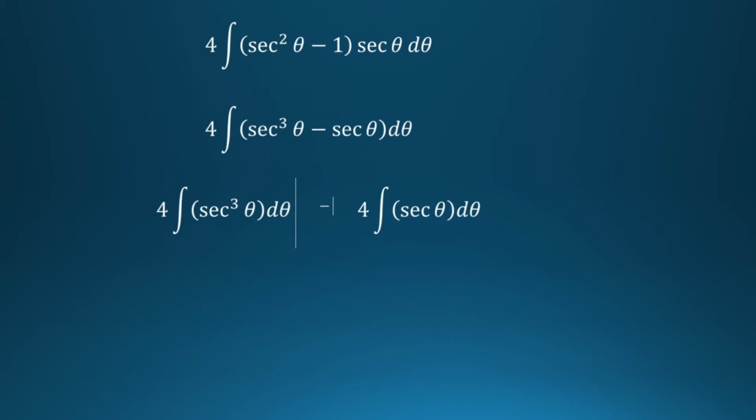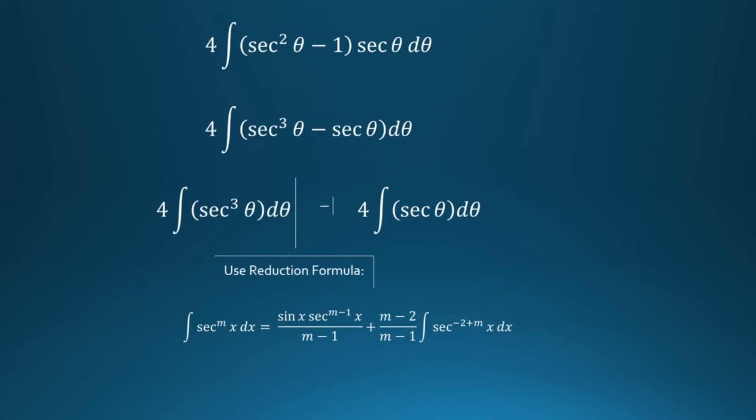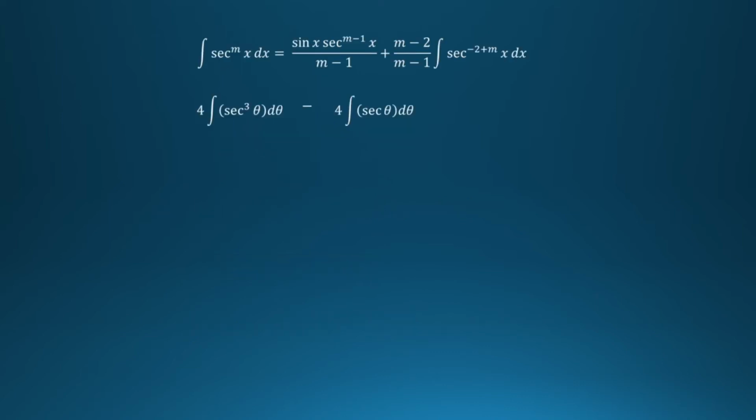And in order to solve the integral of secant cubed d theta, we're going to use a reduction formula. And recall, the formula says if I have the integral of secant to the m, and here, because we're looking at cubed, it's going to be 3. So secant to the m x dx is equal to sine x times secant to the m minus 1 x over m minus 1 plus m minus 2 over m minus 1 times the integral of secant to the m minus 2 x dx. So when I use that for secant cubed, I get sine theta times secant squared over 2 plus 1/2 times the integral of secant theta d theta. And now I'm going to subtract the second integral, which is secant theta d theta.